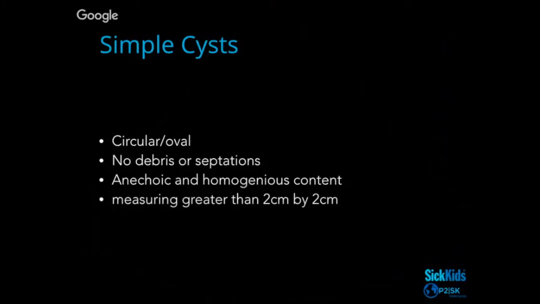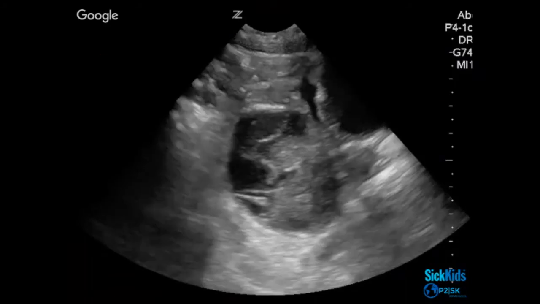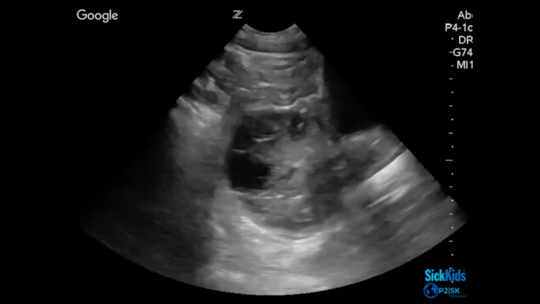And this is what I mean about practicing looking for those chocolate chip cookies, because if you see an older child that's in a follicular phase, you might see a really pockmarked chocolate chip cookie appearance of their normal ovary. Compare that to this image.